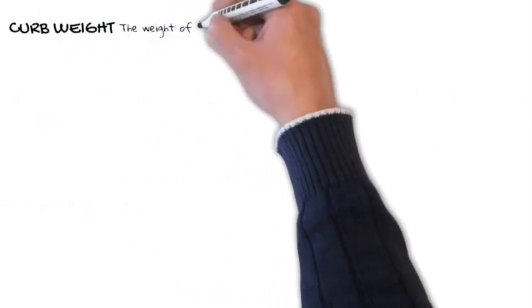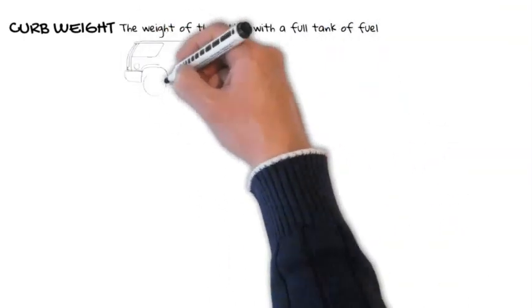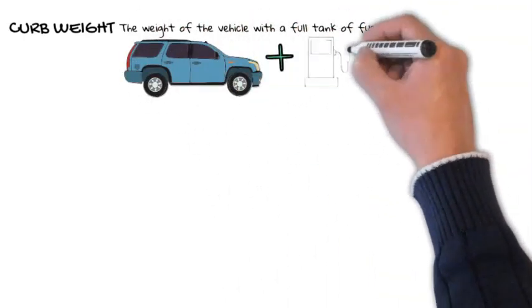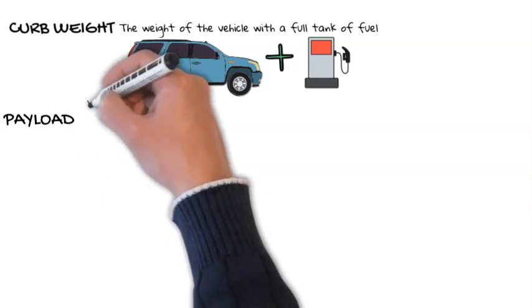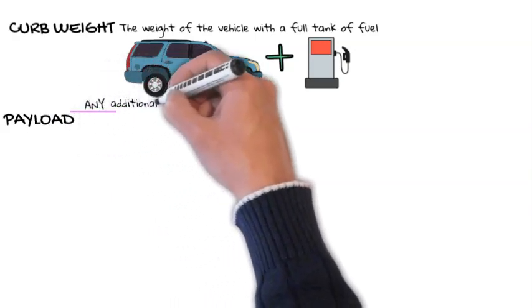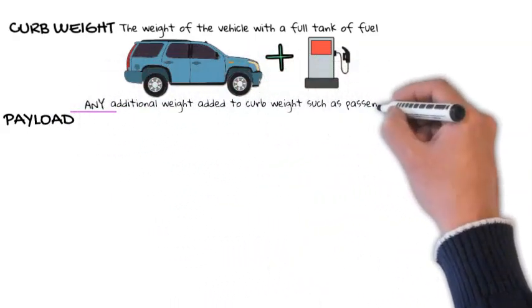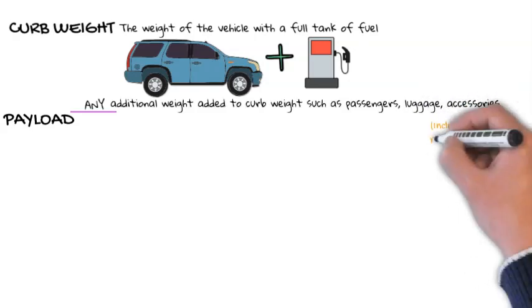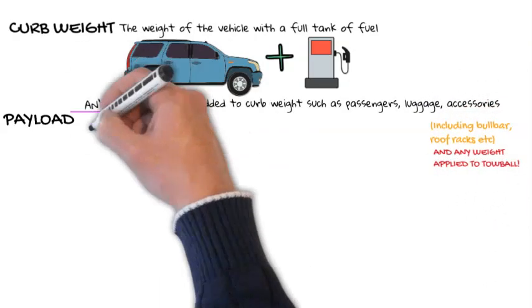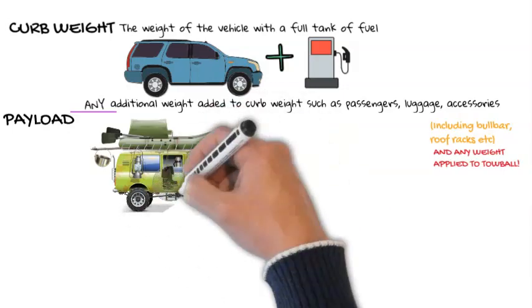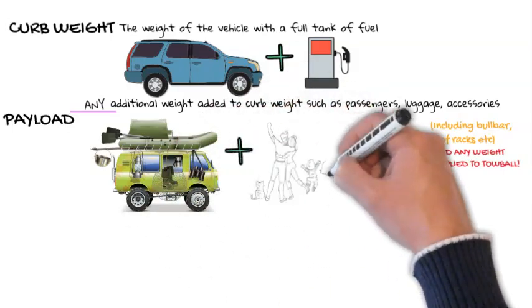Curb weight. This is the weight of the vehicle with a full tank of fuel. Payload. Any additional weight added to the curb weight, such as passengers, luggage and accessories. This includes items such as a bull bar, drawers, larger tires, as well as any weight applied to the tow ball, specifically when towing.